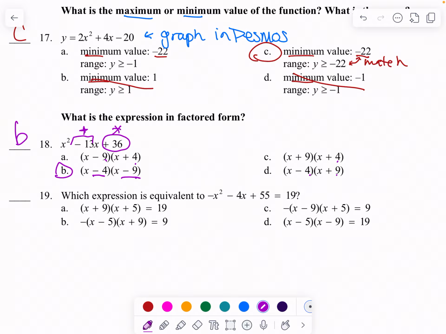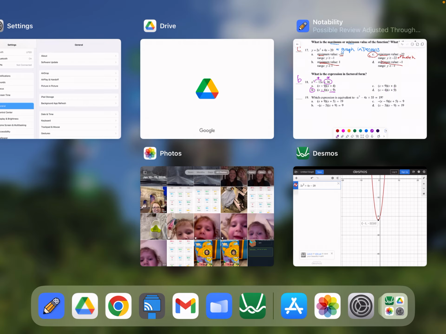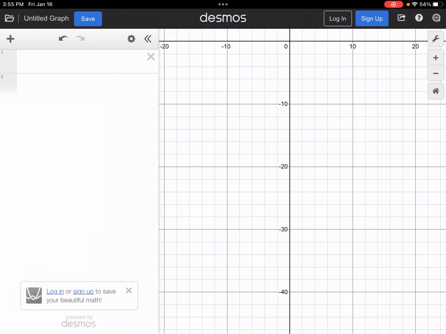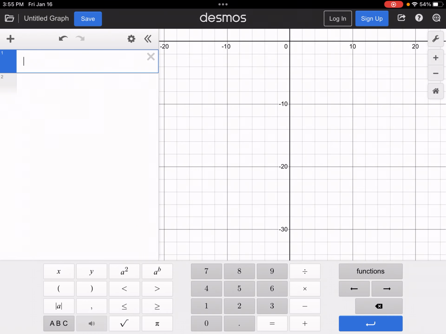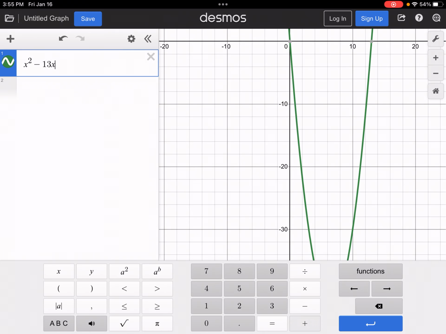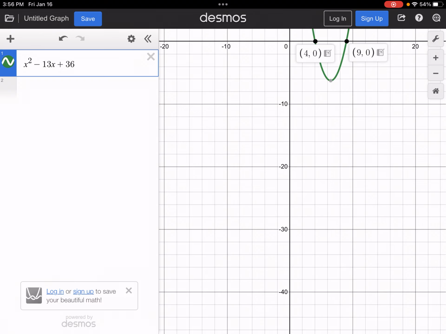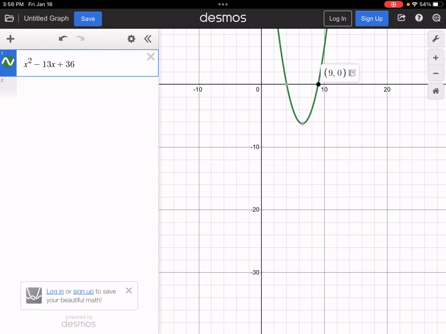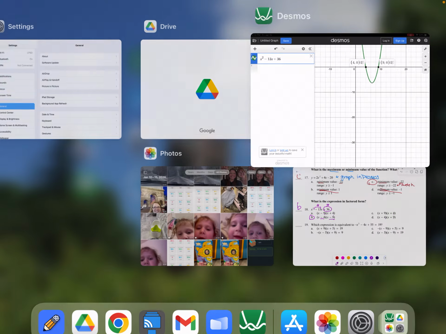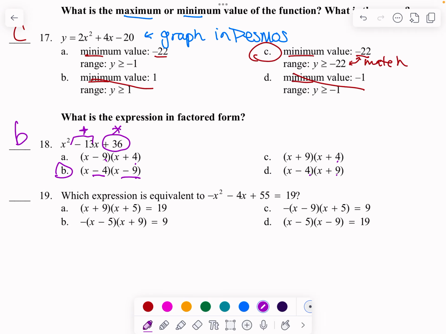So x squared, was it minus 13x? And then plus 36. So we look at the x-intercepts for these, and they need to be the opposites of those. So that's why we get the minus 4 and the minus 9. So, yeah. Or graph, and then they're opposites of the x-intercepts.